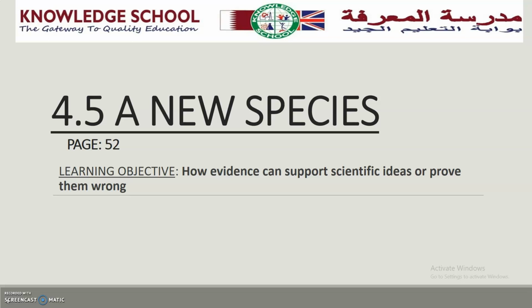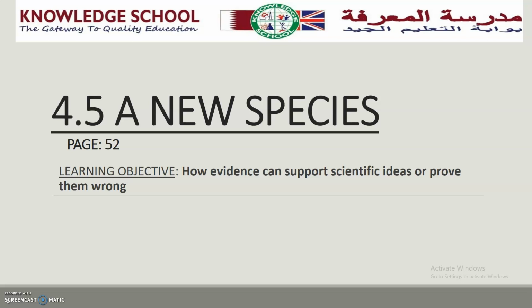Please open your textbook, science textbook, page number 52. Learning objective: how evidence can support scientific ideas or prove them wrong. So in this lesson, we will discuss some evidences that support which species lived on Earth. Are they all existing till today? What were the different types of species which lived in the past?